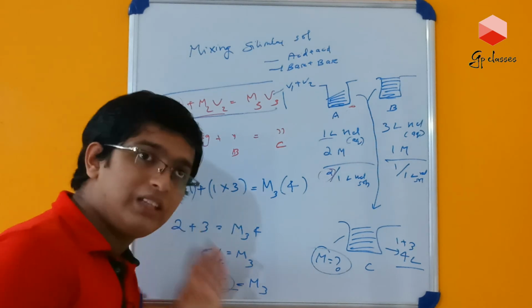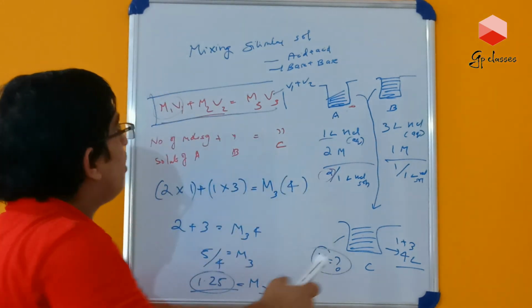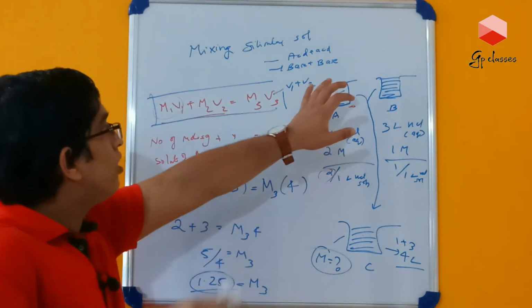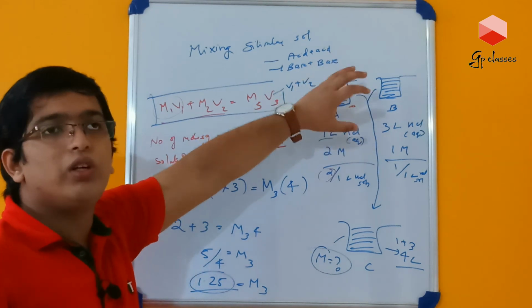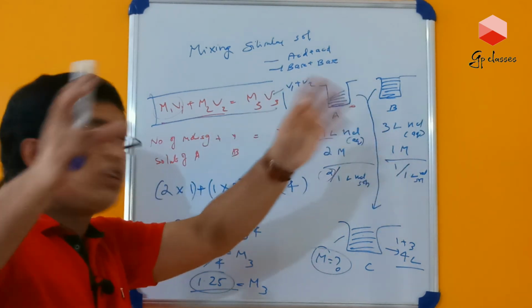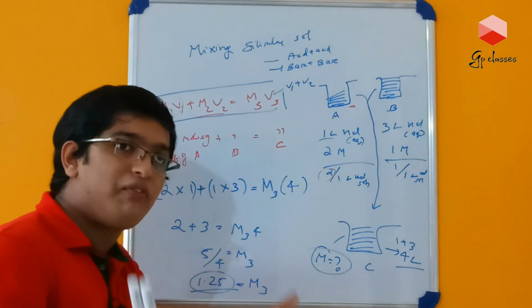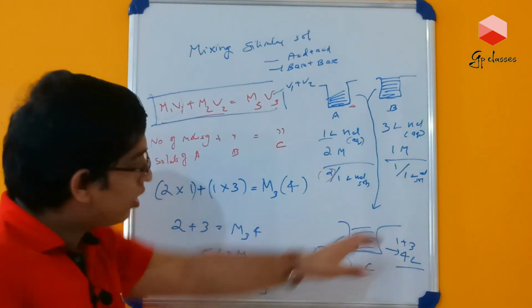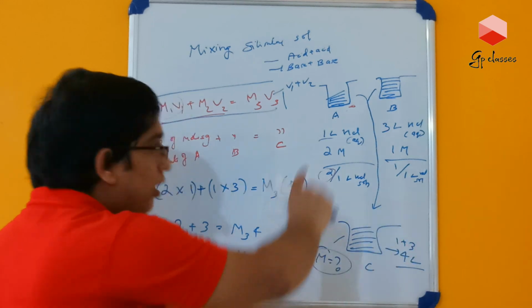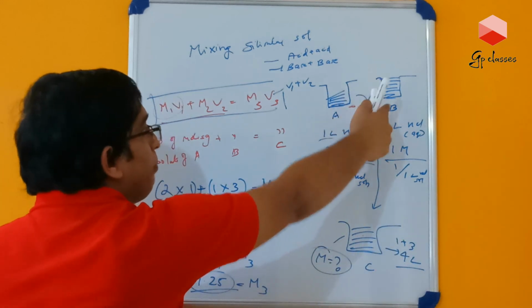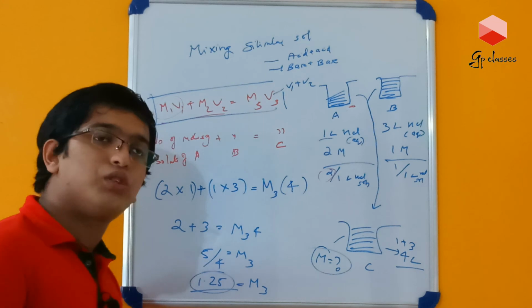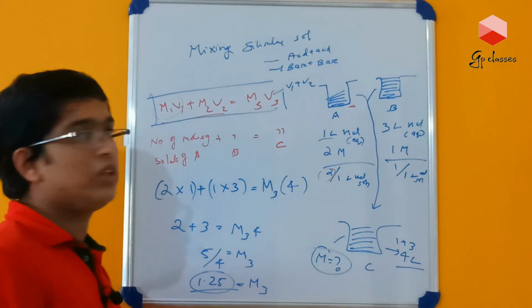And again you are using the concept that the sum of the number of moles of solute in the two beakers before mixing is equal to the number of moles of solute in the beaker after mixing, that is, number of moles of solute of A plus B is equal to number of moles of solute in beaker C. This is the concept.